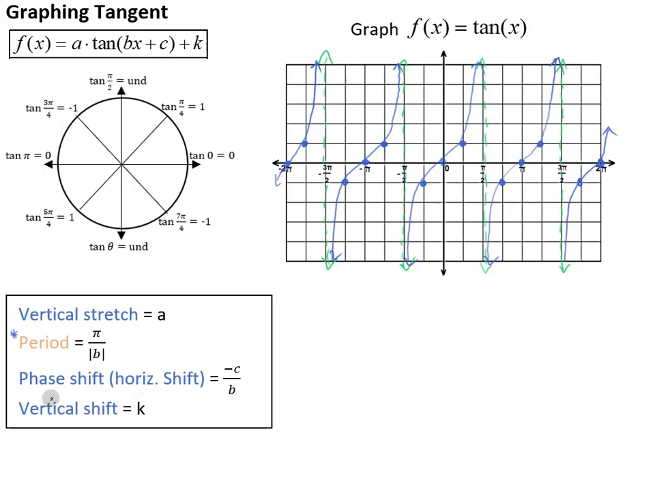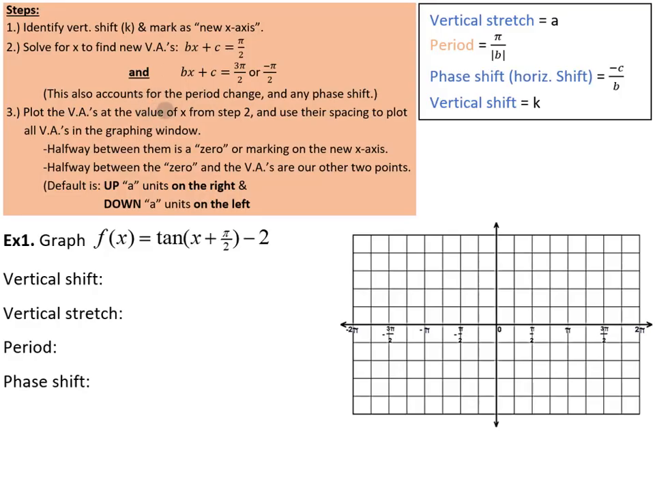We won't go too into that this year. And then we just still have K, our vertical shift. So let's look at some steps we're going to need. As you can see, there's a lot of steps here. There's really just 3, but they're a little wordy.